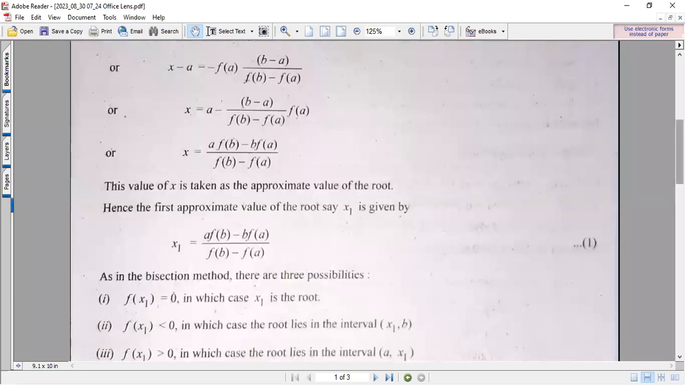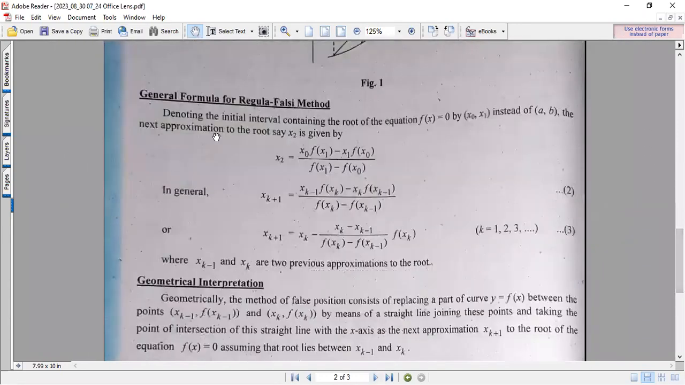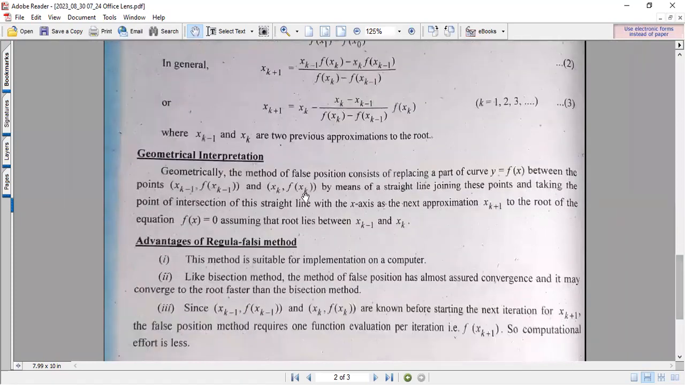Now, if case 1 occurs, the process terminates. If either case 2 or case 3 occurs, the same process is repeated until the root is obtained to the desired accuracy. Then the general formula of the regula falsi method is x k plus 1 equals x k minus (x k minus x k minus 1) upon (f of x k minus f of x k minus 1) into f of x k, where k is 1, 2, 3 and so on.